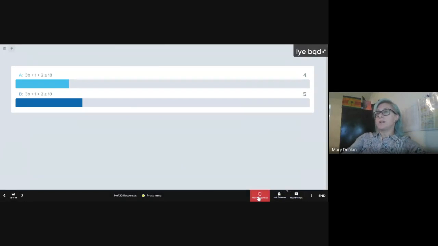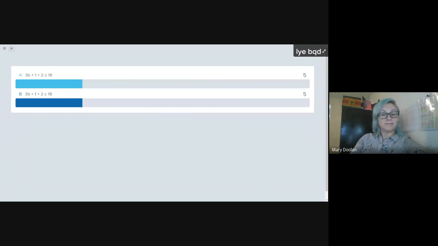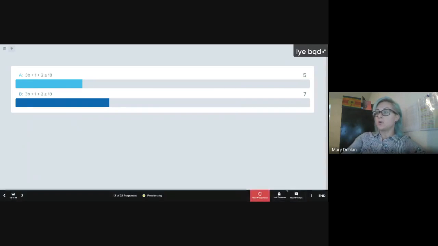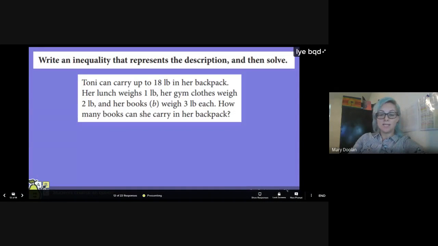So your responses right now are very split. The only difference between A and B is the symbol. If I add 3 times the weight of a book, plus the 1 pound for the lunch, plus the 2 pounds for the gym clothes, and I compare that number to 18, according to our story, is it supposed to be less than or equal to 18? Or is it supposed to be greater than or equal to 18? What are we trying to show in this problem? She can carry up to 18 pounds in her backpack.